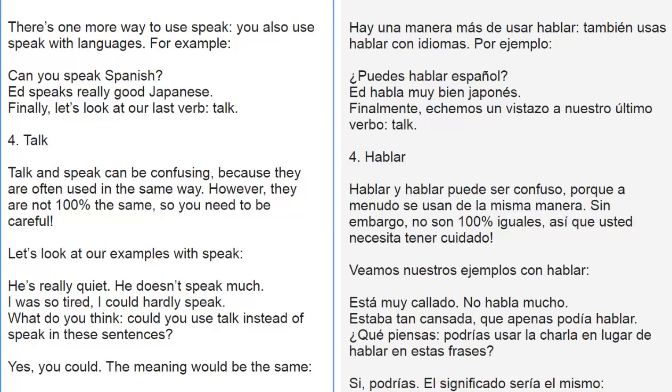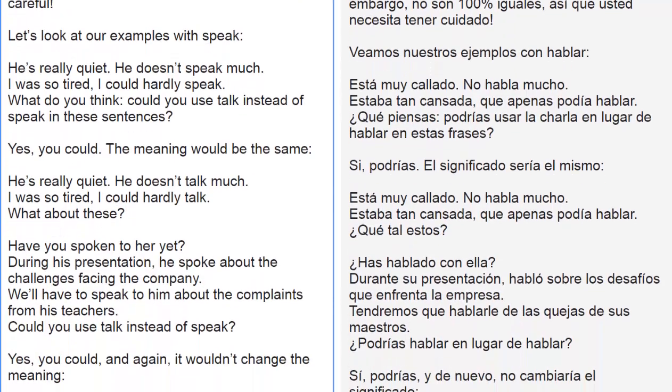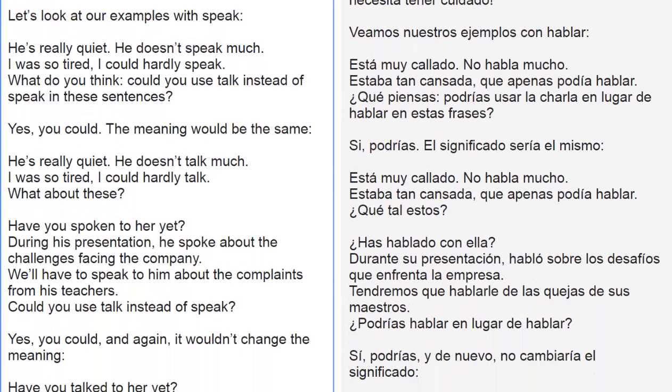Finally, let's look at our last verb, talk. Talk and speak can be confusing because they're often used in the same way. However, they're not 100% the same, so you need to be careful. Let's look at our examples with speak. He's really quiet. He doesn't speak much. I was so tired I could hardly speak.